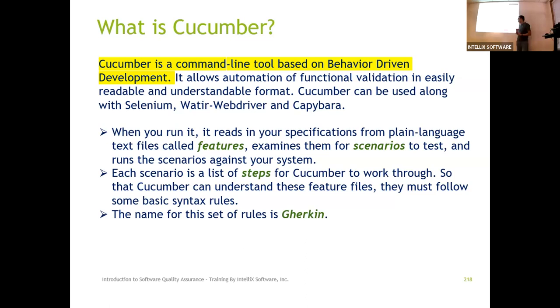G-H-E-R-K-I-N, Gherkin format, okay? It's a way of writing the acceptance test. There are certain keywords or commands you have to follow, like given, when, then. Those are commands, a set of rules for writing it. You need to follow the rules so that software like Cucumber can interpret that and execute your automation test.